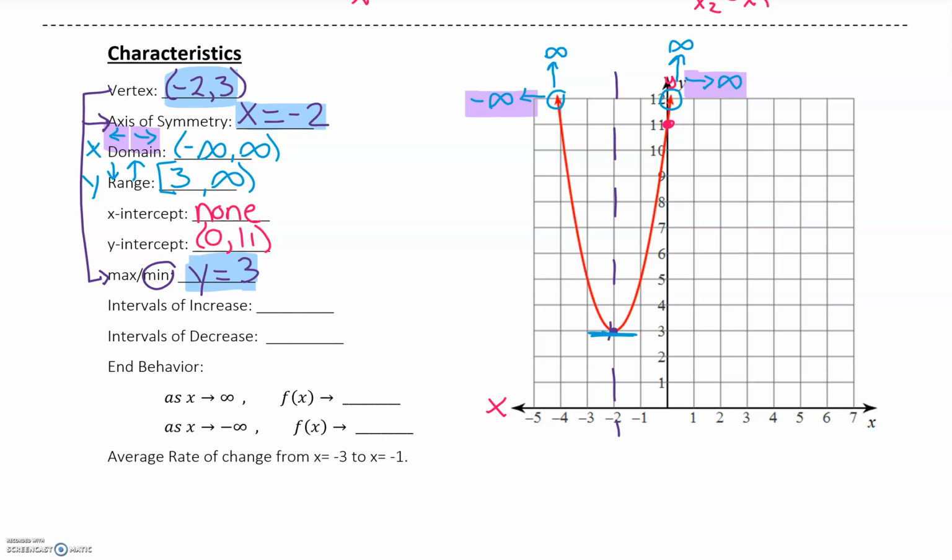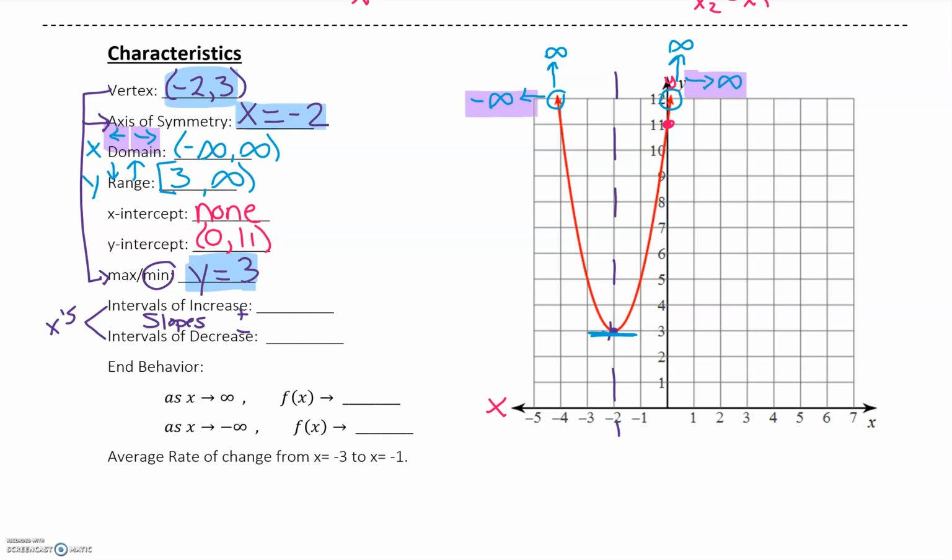All right, so now we're going to talk about intervals of increase and decrease. When we talk about intervals of increase and decrease, remember, these have to be x's, and we're talking about slopes. Okay, so when we talk about where it's increase, it's got to be positive slope, and decrease is where we have negative slope. So let's just do the easiest thing first and identify the slopes of this graph.